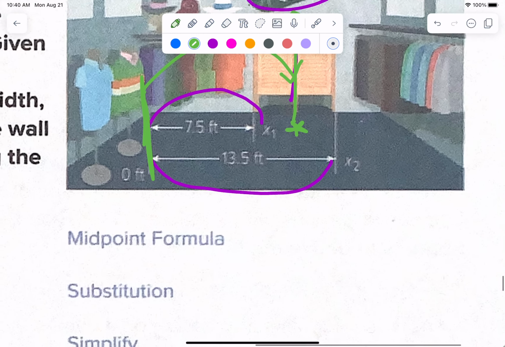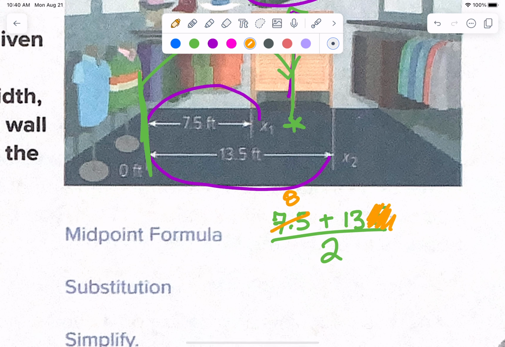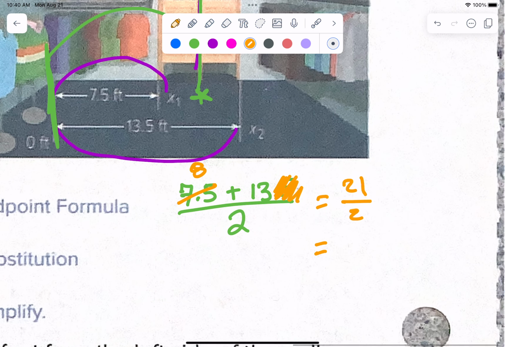Okay, so let's find the average of 7.5 and 13.5. So 7.5 plus 13.5, and then I divide by 2. Can you add those in your head? Yeah, 21. I take the half off of here and put the half on here. I make it into a whole number. I borrow the half over to the other side, so I have 8 plus 13, which is 21. 21 divided by 2 is?